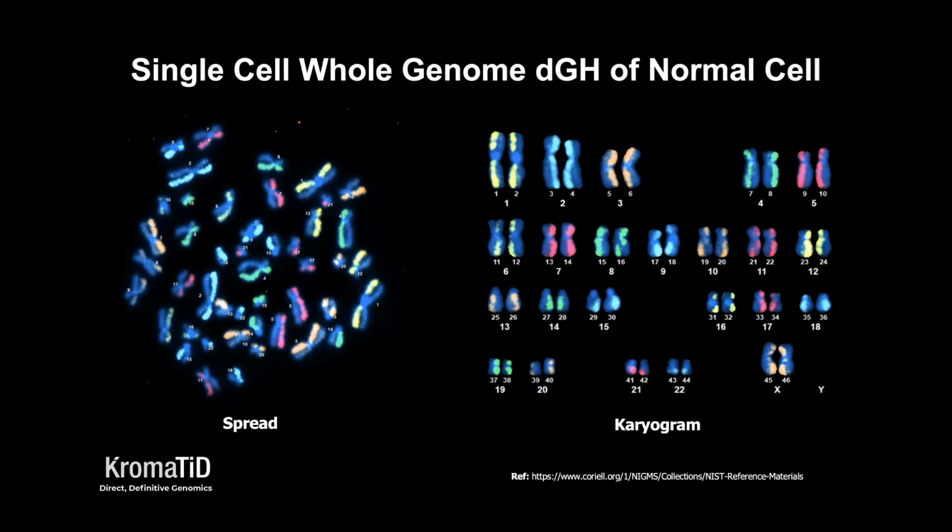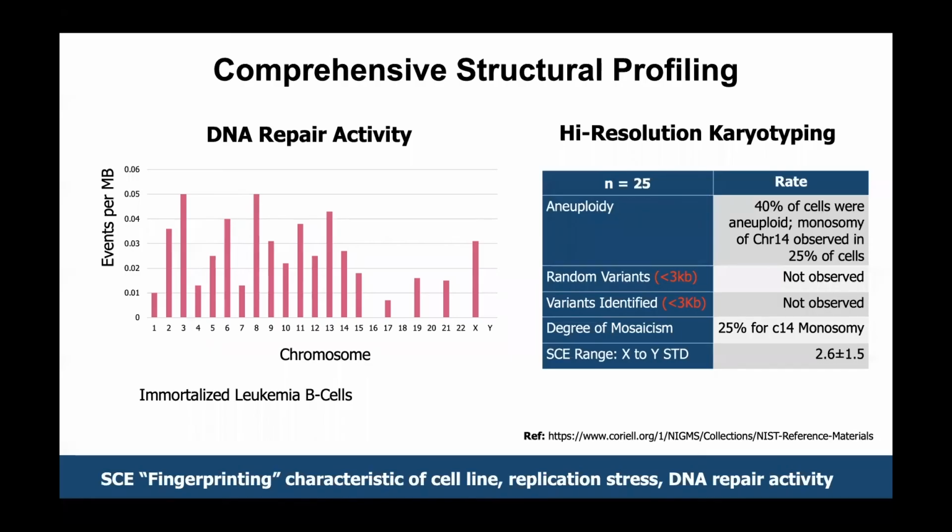Because of the density of data in a whole genome image, we often arrange DGH chromosomes in a traditional karyogram view, as shown here for an immortalized leukemia B cell. Analyzing many of these B cell images, we can assess the genome-wide structural integrity of either baseline or edited cells. Cells shown in this example were baseline and unedited, and we wouldn't really expect any measurable structural variants.